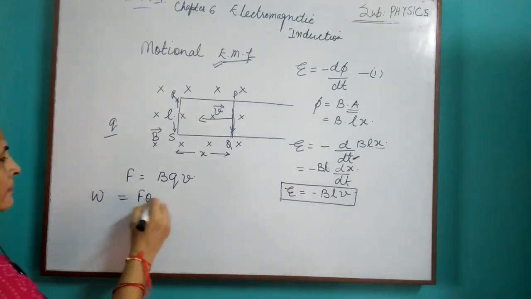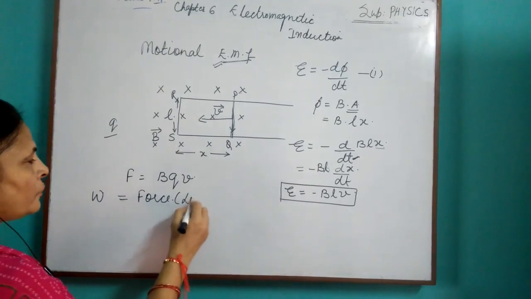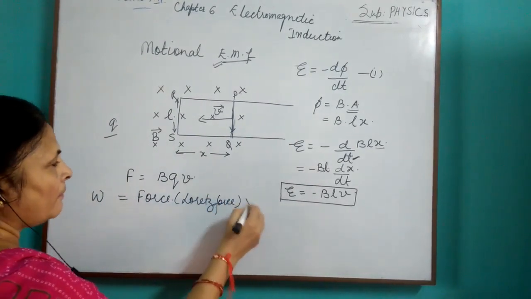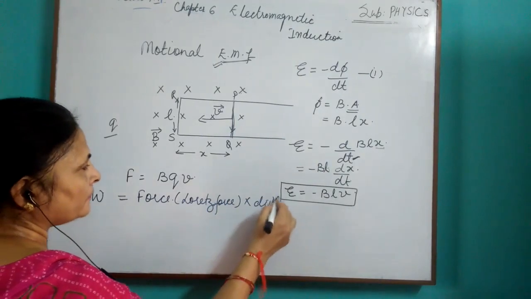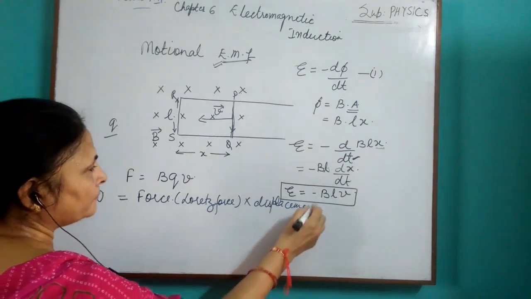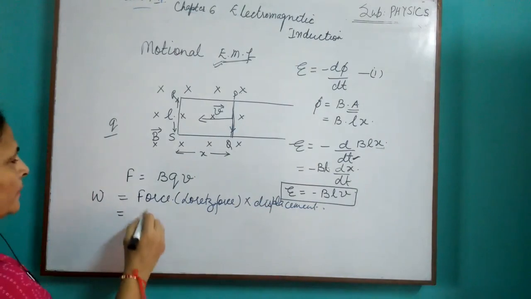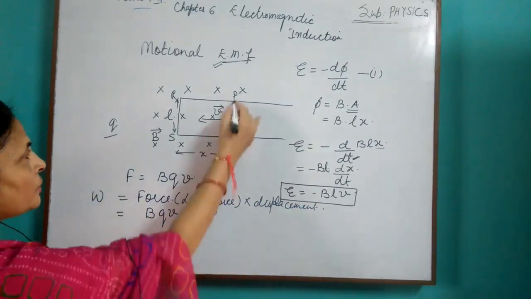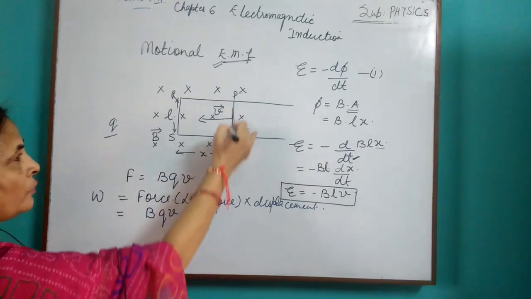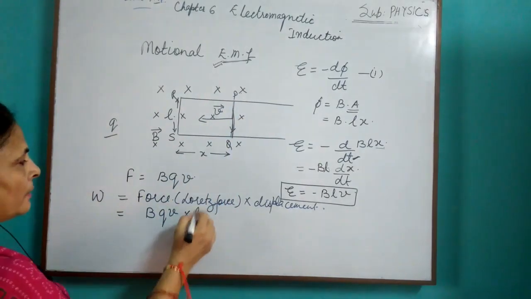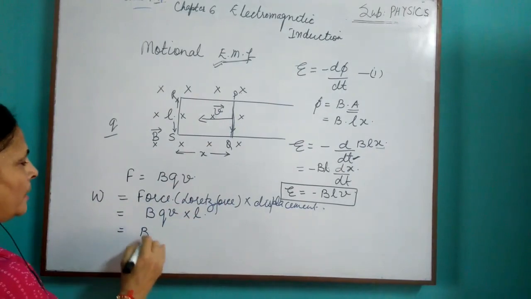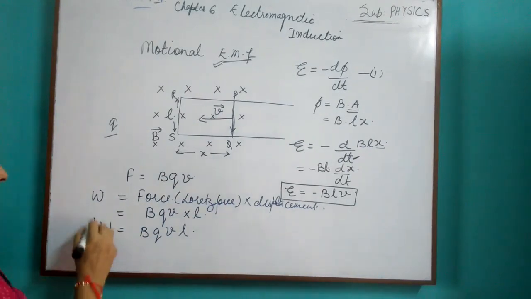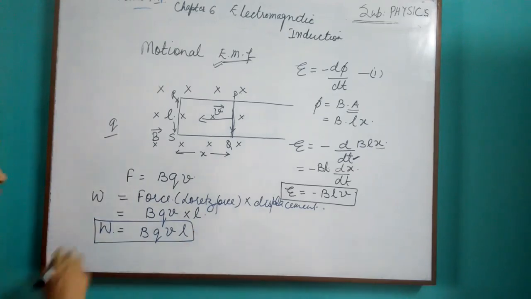Force, that is the Lorentz force which we have talked about, multiplied by the displacement. So this is going to give me B Q V, and how much it is moving the charge? If it is moving in this, the distance is L. So B Q V L. This will be the work done. This is another formation.